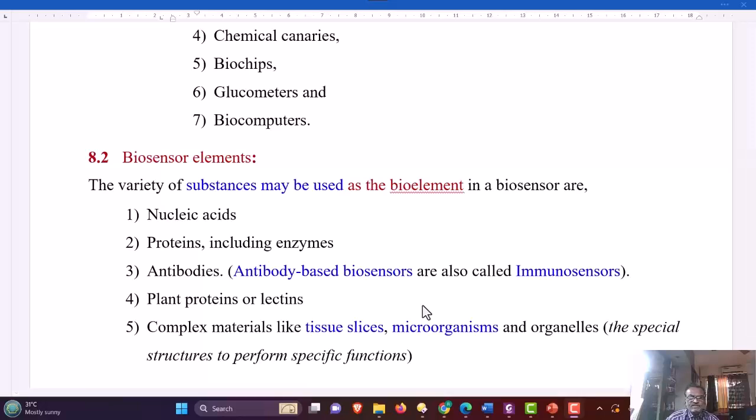The biosensor elements are as follows. A variety of substances may be used as bioelements in biosensors. These substances are nucleic acids, and proteins, including enzymes and antibodies. Antibody-based biosensors are normally called immunosensors. Plant protein or lectin, and complex material like tissue slices, microorganisms, and organelles can be used for detecting the various properties of analytes.